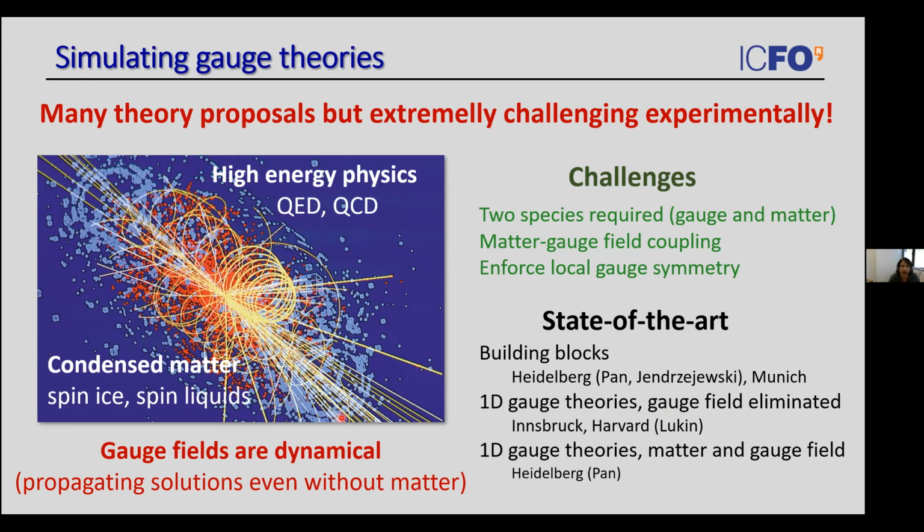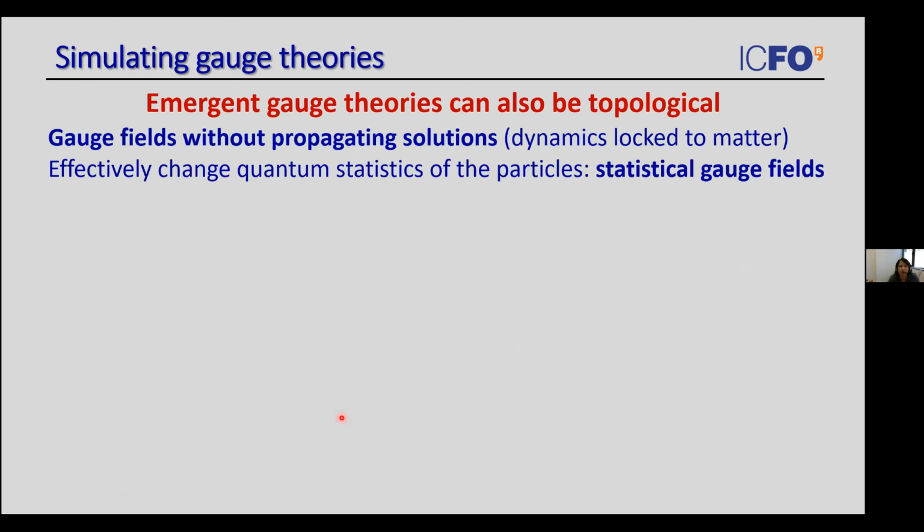spin liquids. And actually, if we think from the condensed matter context, there are other types of gauge theories that could also be interesting to simulate with cold atoms, which are the so-called topological gauge theories. These are very special types of gauge theories because the gauge fields do not have propagating solutions. It's not that they don't have dynamics, but it's locked to that of matter. But that does not mean that these gauge fields do not have an effect. Actually, they have a very strong effect on the matter they couple to because they effectively change the quantum statistics of the particles. That's why they're also called statistical gauge fields.